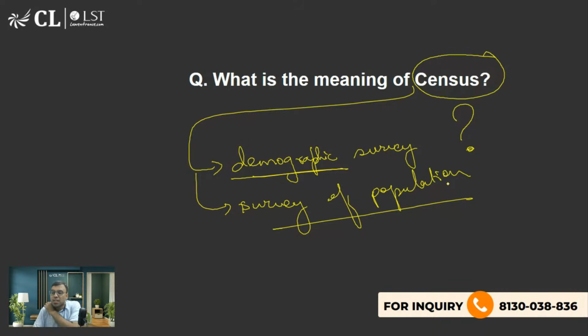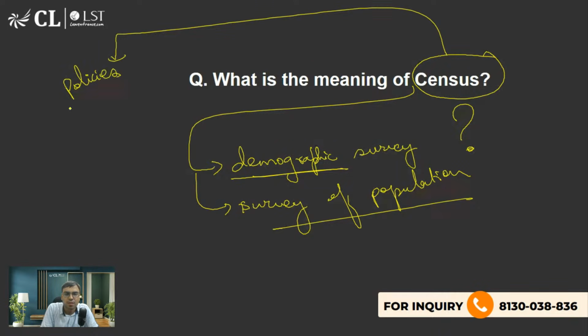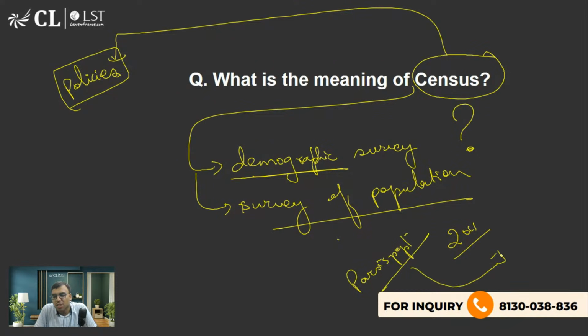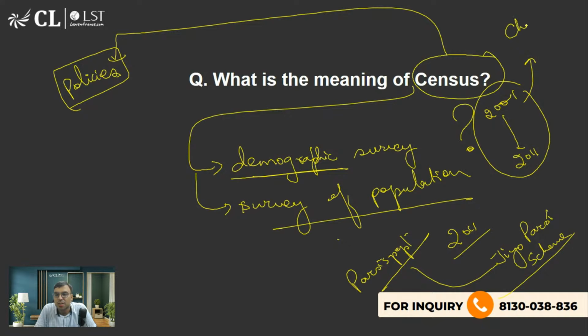And for better policy making, of course, census is important because only then will we make policies. For example, I think in the 2011 census it was found that the Parsi population had decreased. I'm just giving an example. So that is why the Jiyo Parsi scheme was launched, so that their population should be controlled. Similarly, compared to 2001, in the 2011 census the child sex ratio became even worse.